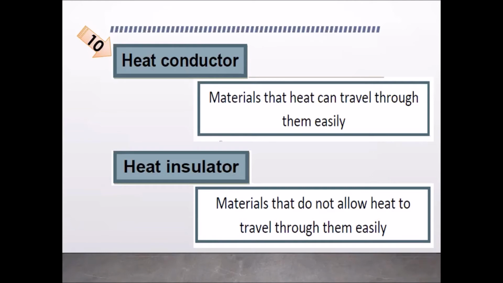What about the heat insulator? It is the material which does not let the heat travel or pass through it easily. So when you touch it with your hands, you will not find it hot. So a heat conductor is a material which lets the heat pass and travel through it. When you touch it, you will find it hot. And the heat insulator is a material which does not let the heat pass or travel through it easily. So when you touch it, you will not find it hot.